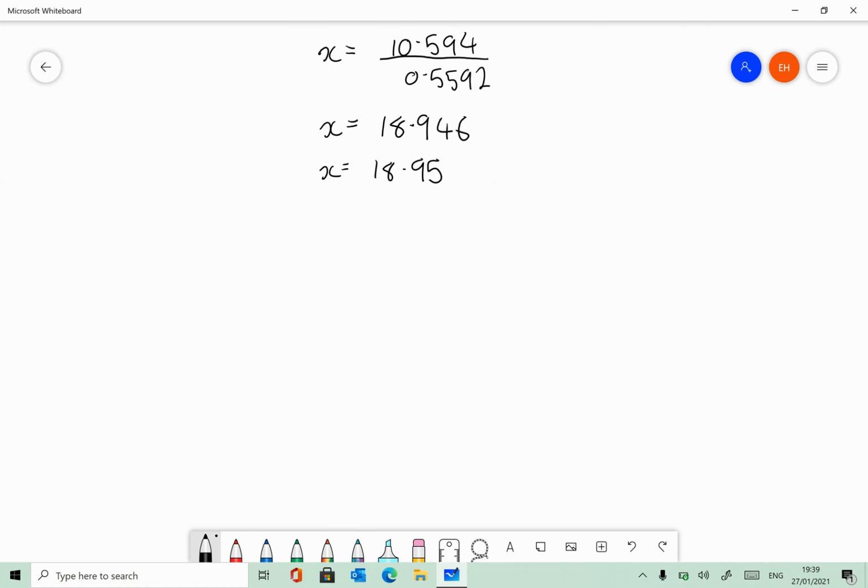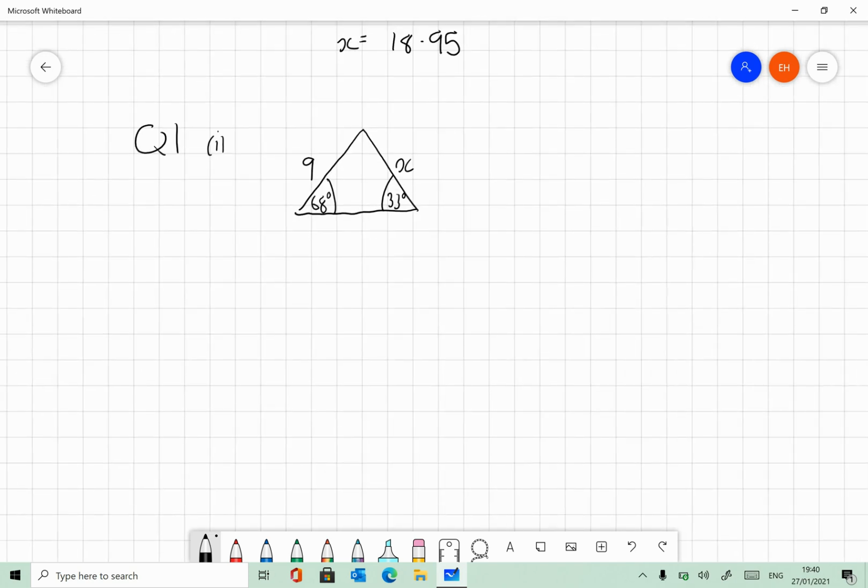If I take a look at question 1, part 1, I might just draw my triangle again. I don't advise you to draw your diagrams in your Leaving Cert, you could draw them incorrectly, but for me, talking about it, it's probably easier if I do draw it. So this is 68 down here this time, and this is 33 degrees. And we're asked to find the length of the side x.